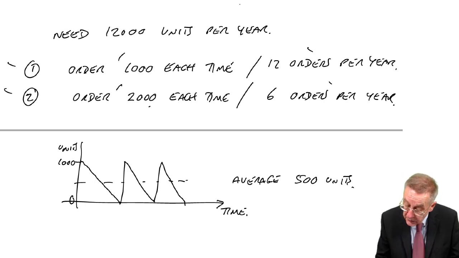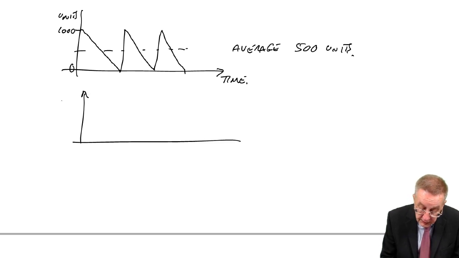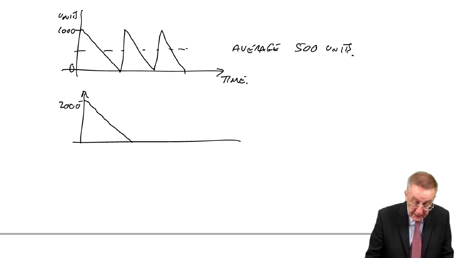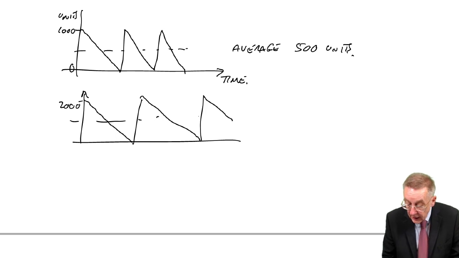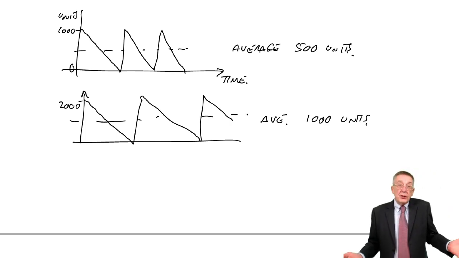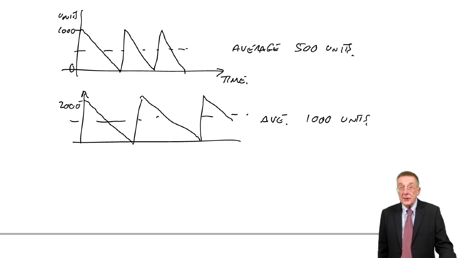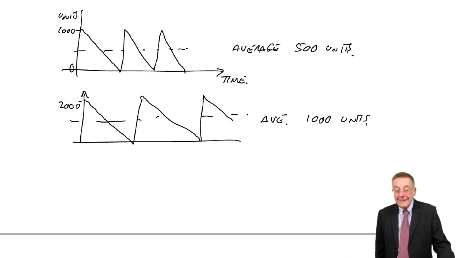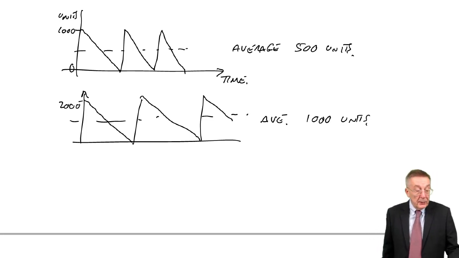But what happens if we order 2,000 each time? Start off with 2,000. All right, it takes 2 months to use it, but it drops to 0. Then we get another 2,000 and so on. Well, on average, we'd have 1,000 units. And the more inventory we're holding on average, the more it's going to cost us in terms of this holding cost. Now, I hope that's making sense, but to make sure, let me show you exactly what I mean.